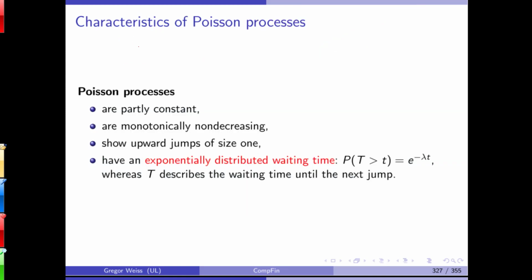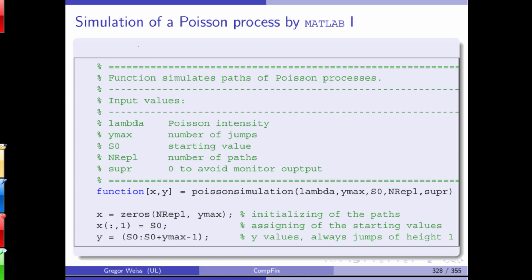Poisson processes are piecewise constant, monotonically non-decreasing, show upward jumps of size 1, and have an exponentially distributed waiting time, where t describes the waiting time until the next jump. So what type of jump process is it? We will always have jumps of size 1. What is random is the waiting time until the next jump. And we'll take a look at this here in Matlab.